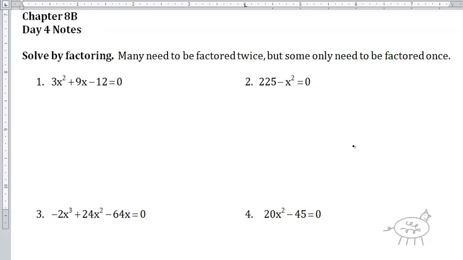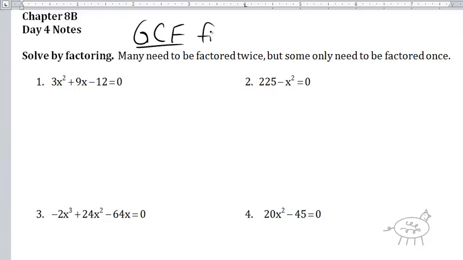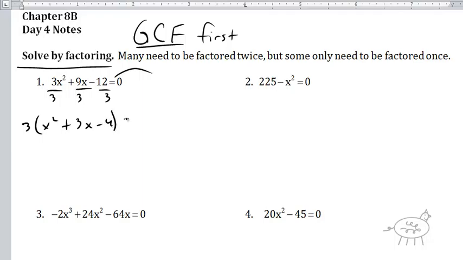The next thing we're going to do is, again, kind of like a warm-up too, because it's just solving by factoring. So the first thing I'm going to do is take the greatest common factor. You've got to remember greatest common factor first. Always, always, always. So I'm going to take out a 3. By the way, you know this is a solve problem because you've got an equal sign and it says solve. So you get 3 times x squared plus 3x minus 4 equals 0.